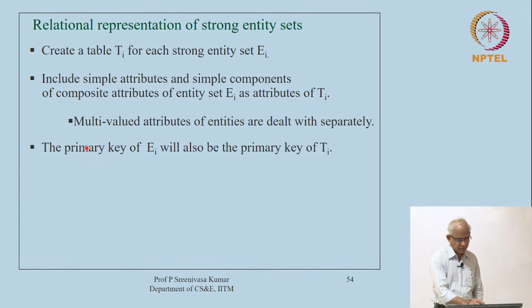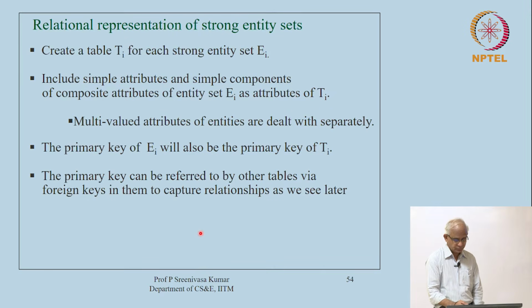So, whatever was the primary key attribute of the entity, that would be an attribute of the table we have created, and so we will make that the key here. Now, as we will see later, the primary key would be referred to by other tables via foreign keys in order to capture relationships.